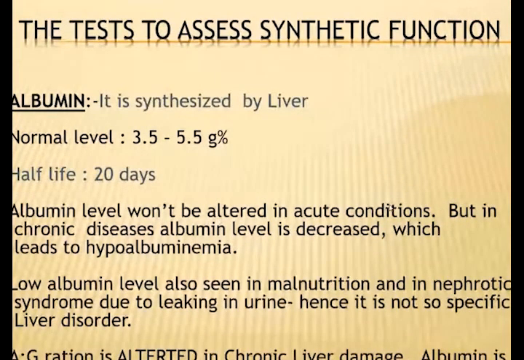And the AG ratio, the albumin globulin ratio, is altered in chronic liver damage, because albumin will be very low, and to compensate for that, globulin will be high. So the AG ratio will be altered. This is how you do the albumin estimation.